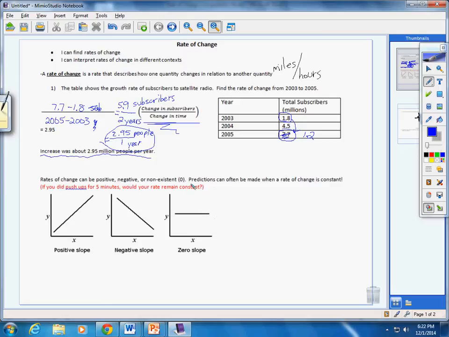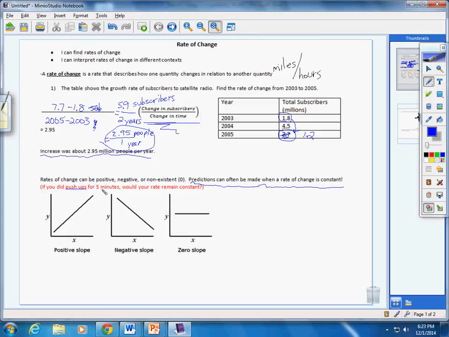Rates of change are important to us because predictions can often be made. However, predictions can really only be made fairly accurately when the rate of change is constant. A lot of times the rate of change is not constant. But let me give you another example.